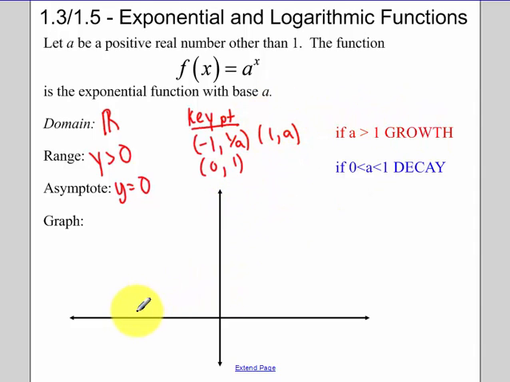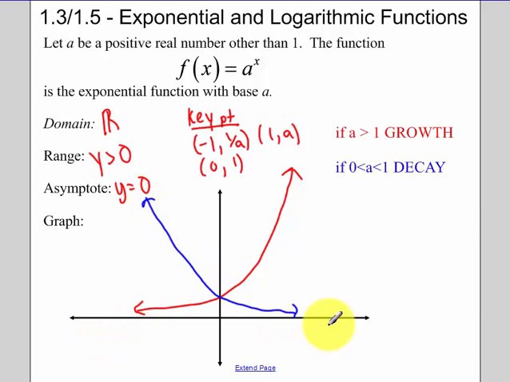Now, a growth function is as x gets really, really big, your y's also get really, really big. And a decay function is as your x's get really big, your y's get infinitely smaller. And both approach that x-axis, which is your asymptote.